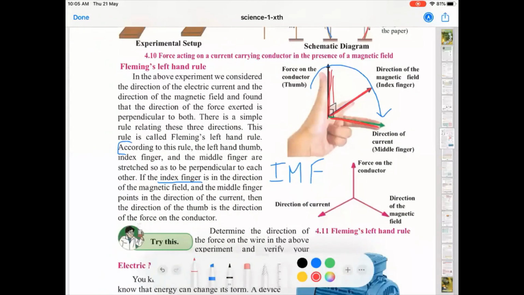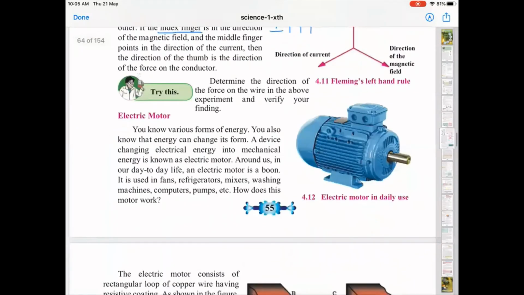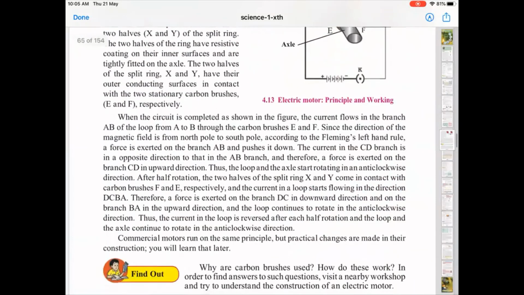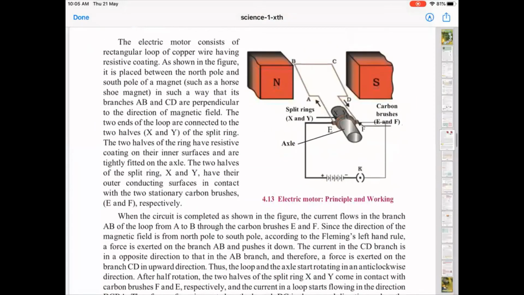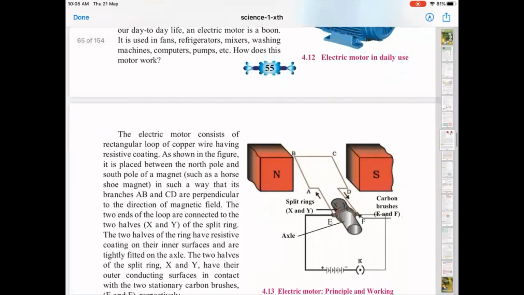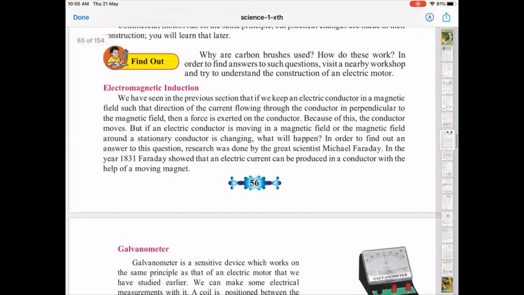And the next topic related to this is the application. What is the application of Fleming's left hand rule? That is the electric motor. So in the next lecture, tomorrow, a very critical lecture, we will be studying about the electric motor, and then we will go to electromagnetic induction.